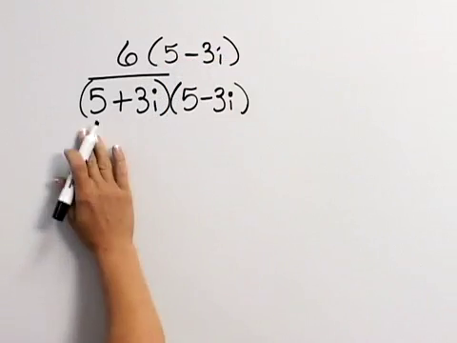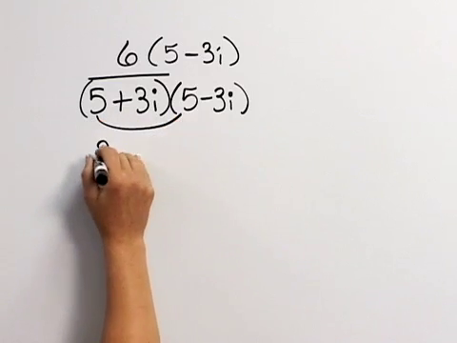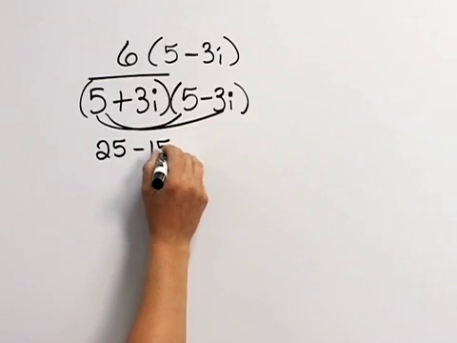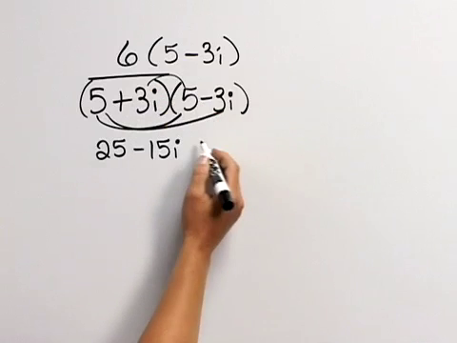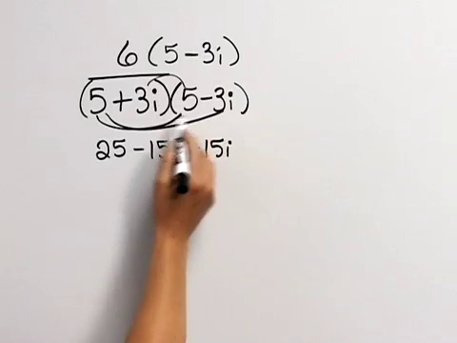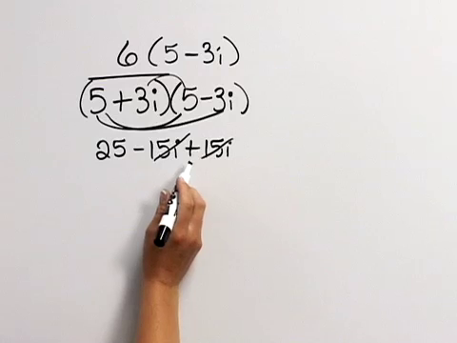That makes it like we're multiplying to get a difference of squares. And so what we're going to have to do on this denominator is FOIL. 5 times 5 is 25. 5 times negative 3i is negative 15i. And then distributing the 3i times 5 is a positive 15i. Every time you multiply complex conjugates, these middle terms will cancel.